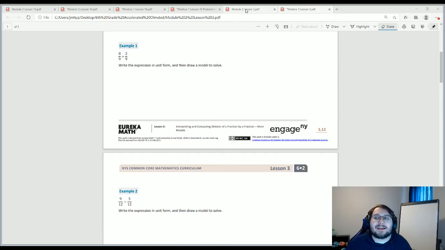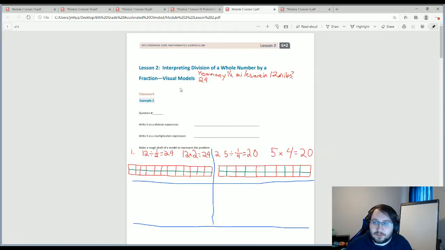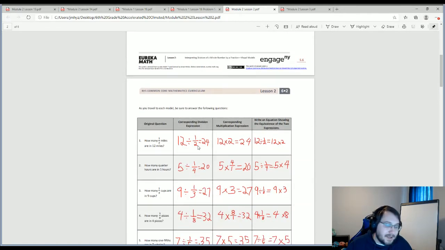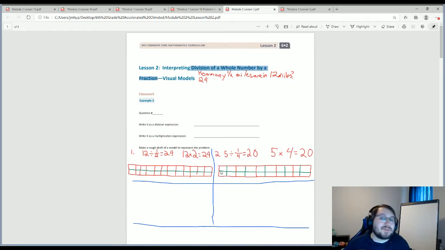Now, if we think back to Lesson 2, what we did, which we had just finished yesterday, was division of a whole number by a fraction. So we took our whole number, our 12 here, and divided by a half, or 5 divided by 1/4, or 9 divided by a third. If you think back even further to Lesson 1, we actually did division of a fraction by a whole number. So as opposed to 12 divided by 1/2, back then we were doing things like 1/2 divided by 12, or 1/4 divided by 5.